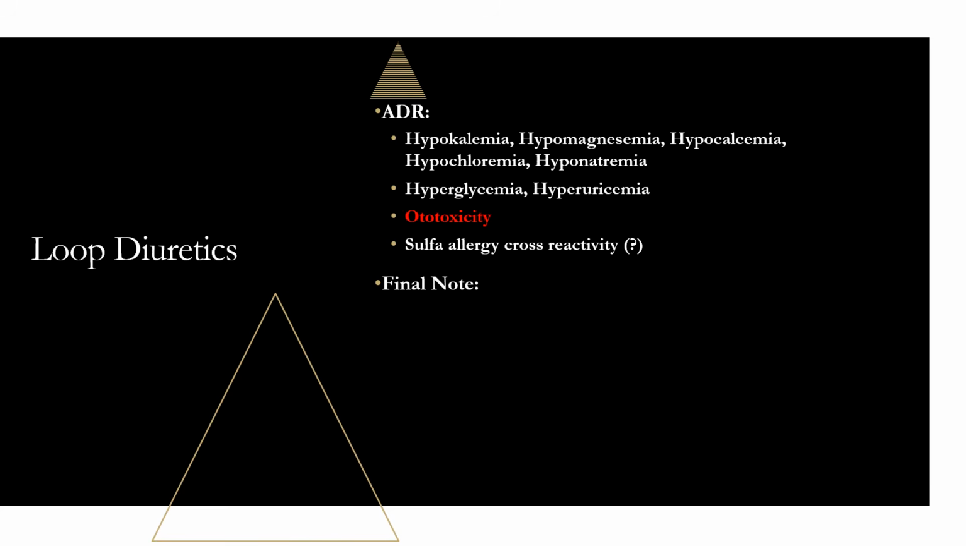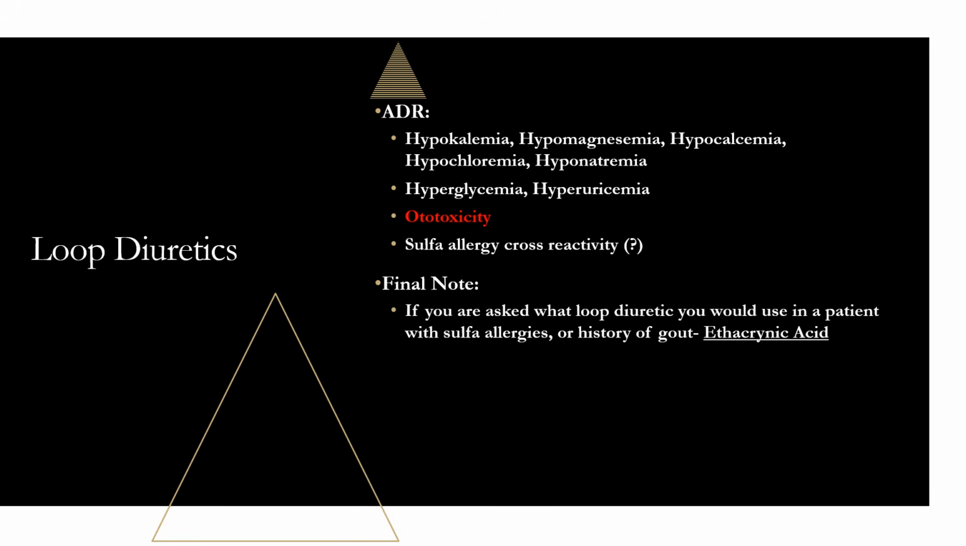So a final note I want you to know, and I did not mention this medication in the loop diuretic meds because it's very rarely used. But with that being said, it is commonly asked for some reason, so I think you should know it. So if you're asked, what loop diuretic would you use in a patient with sulfa allergies or a history of gout, there's a very rarely used loop diuretic known as ethacrynic acid. But even if something's rarely used, it doesn't mean they're not going to ask you about it on the boards. And I only tell you about things that I remember being asked in school. So remember that ethacrynic acid.